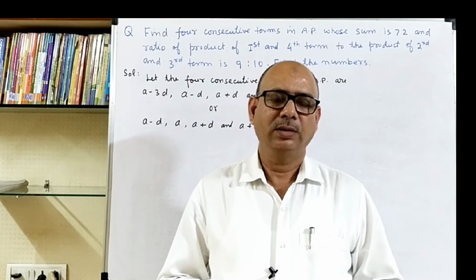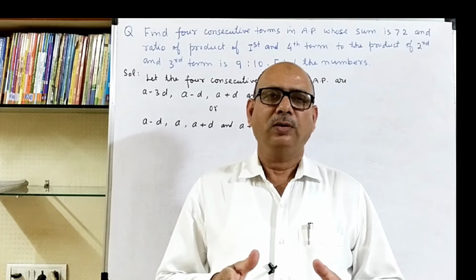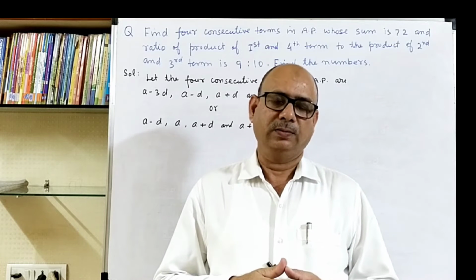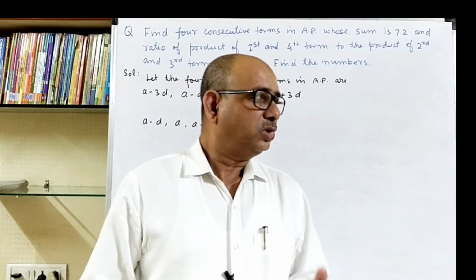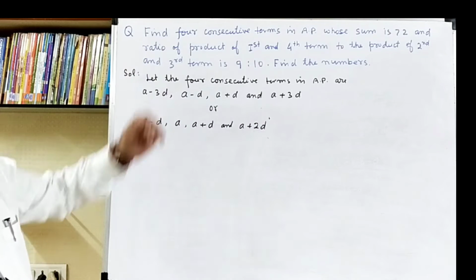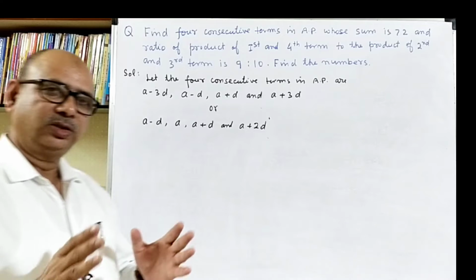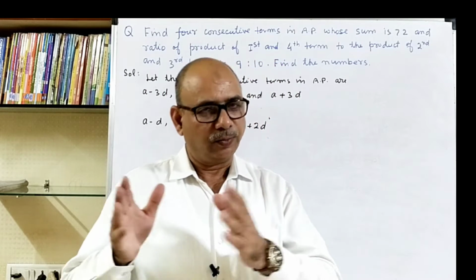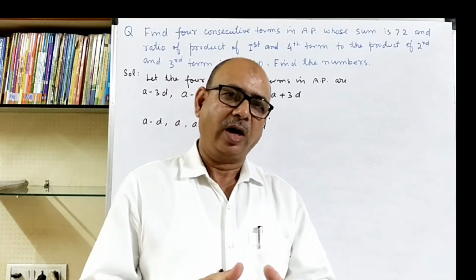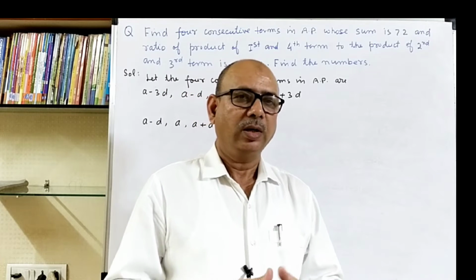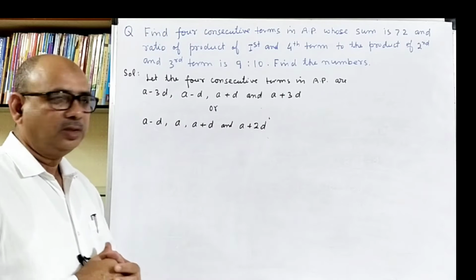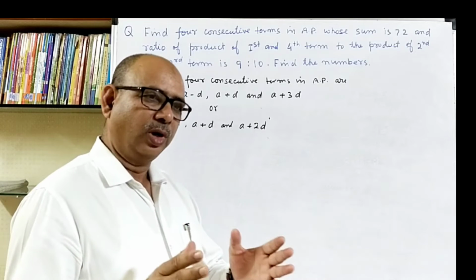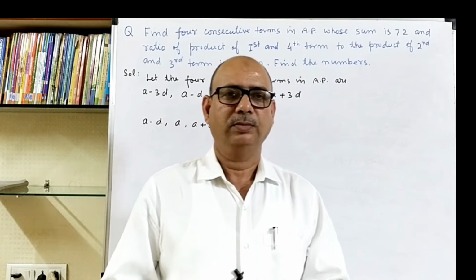I am Ajmal. Today I am going to solve practice questions from arithmetic progressions for standard 10. Question is, find 4 consecutive terms in AP whose sum is 72 and the ratio of the product of first and the fourth number to the product of second and third number is 9 to 10. Find these numbers. First we need to assume the 4 numbers which are in AP.